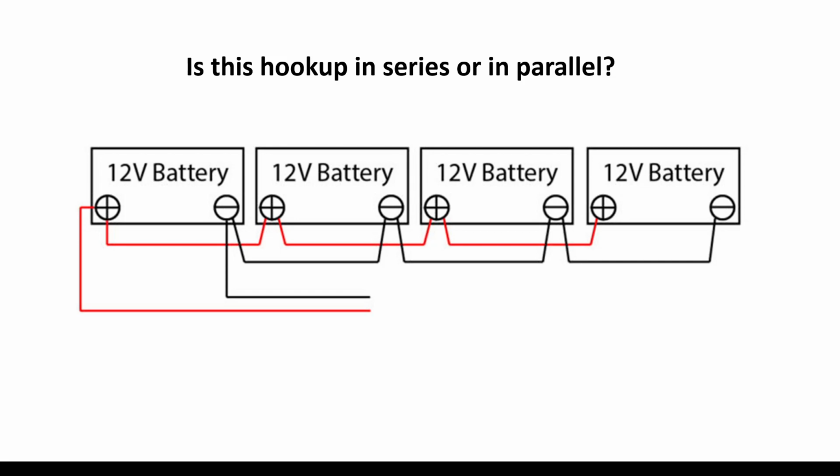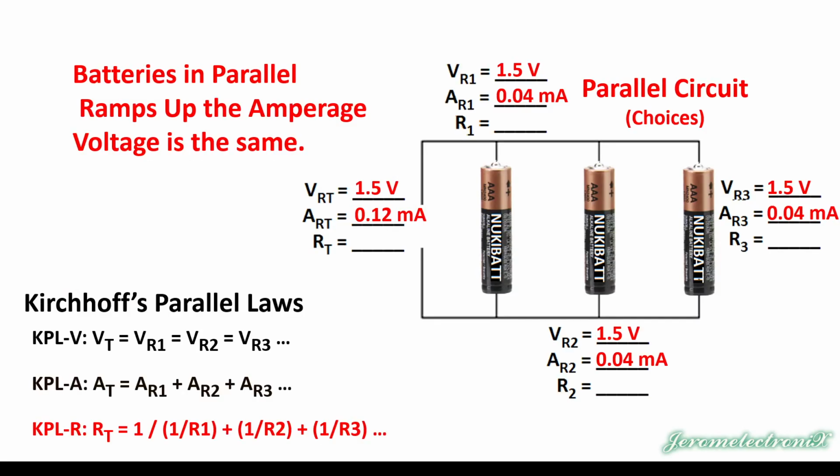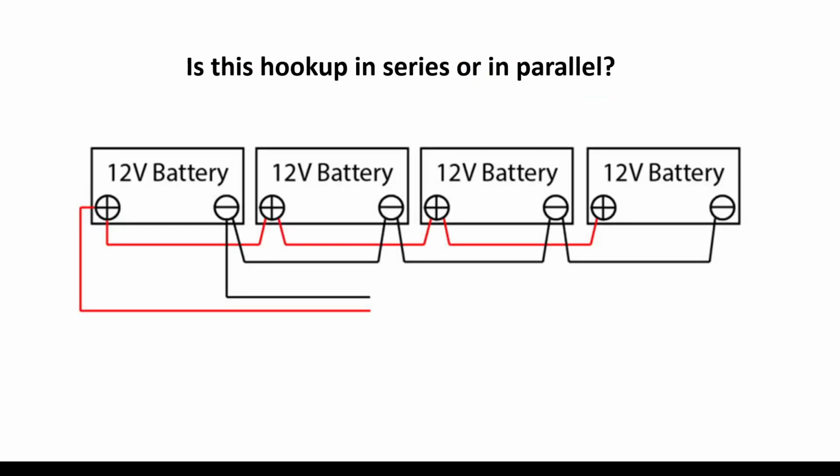Just pausing to let you think about it for a second, but look, all of the pluses, all of the positives are all connected together. All of the negatives are all connected together. Are we ramping up the amperage or are we ramping up the voltage? Look back one slide. All the positives are hooked up to the same wire. All the negatives are hooked up to the same wire. This is a parallel connection, right?